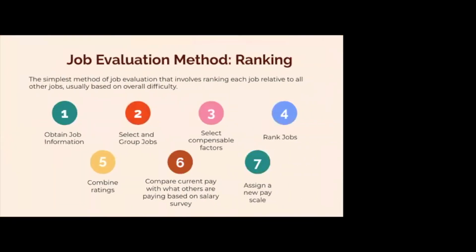Okay, so there's the first job evaluation method, which is the ranking method. The ranking method is the simplest method of job evaluation that involves ranking each job relative to all other jobs, usually based on overall difficulty. So the first step in doing this ranking method is to obtain job information. After obtaining job information, it is needed to select and group jobs, and then to select compensable factors. After that, you can rank jobs and then combine ratings and compare current pay with what others are paying based on the salary survey. And last, after doing the previous 6 steps, employers can assign a new pay scale.